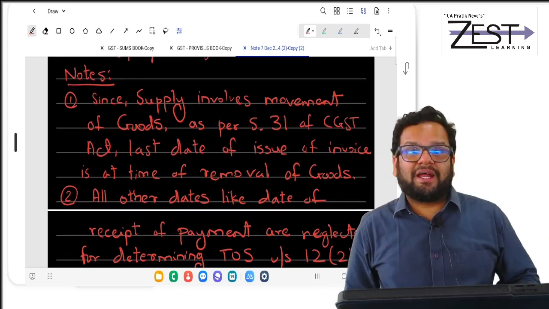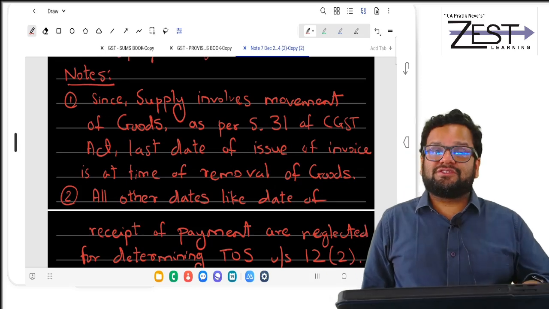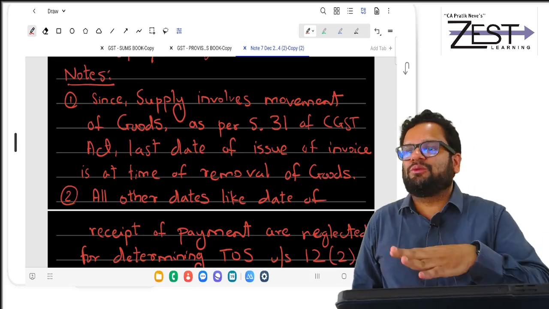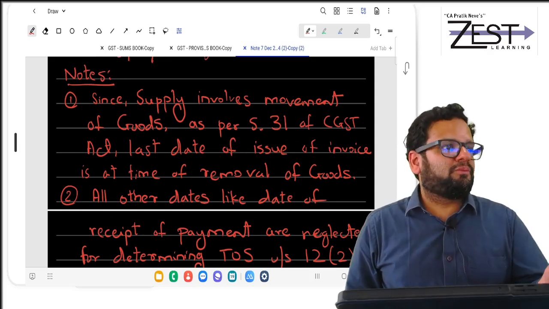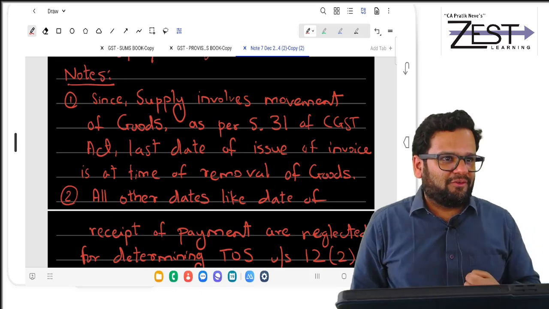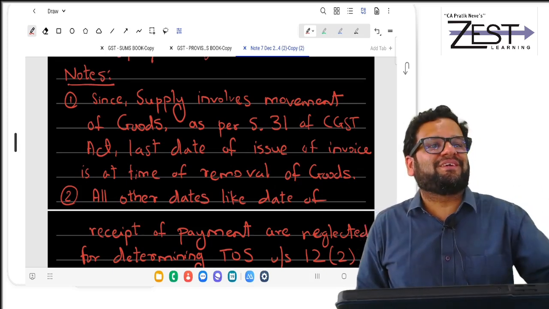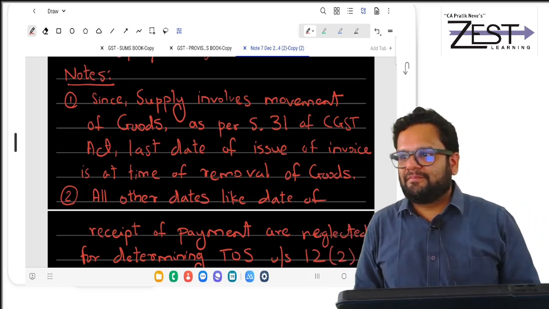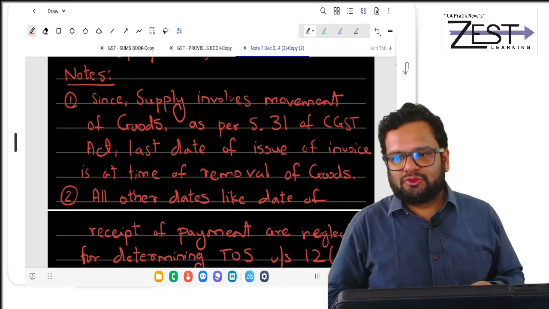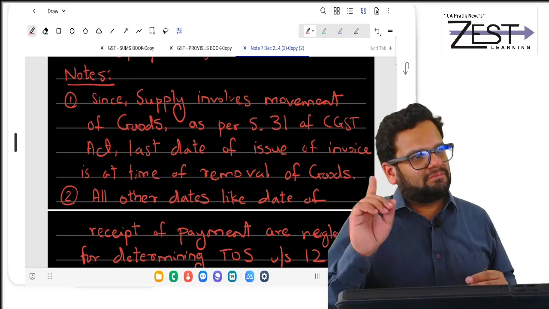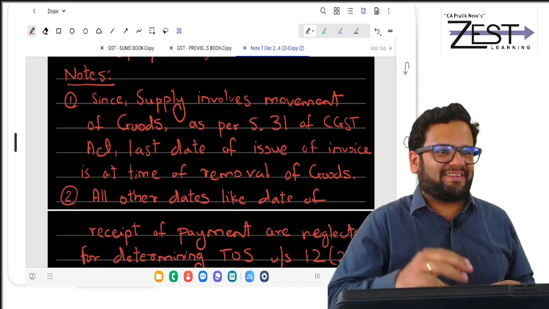Most simple, but asked in exams. I have seen the institute asking questions on 12(2). Because don't you think practicality is so important that for goods, when will you consider supply as completed? So they will tell you many things. Neglect.